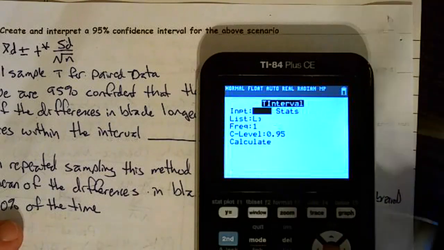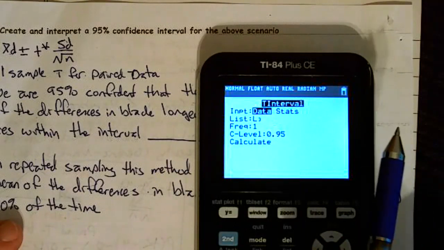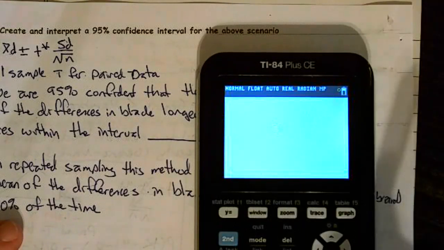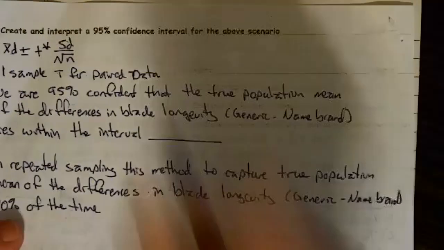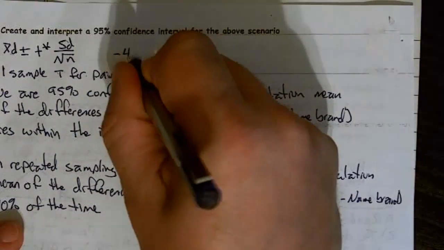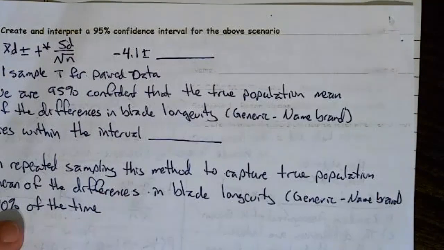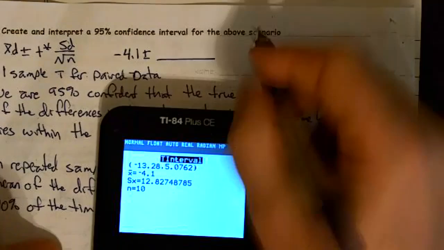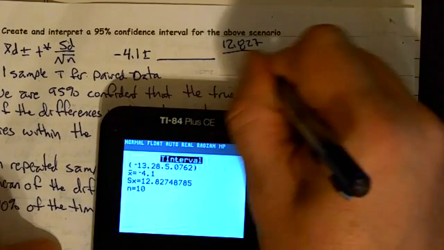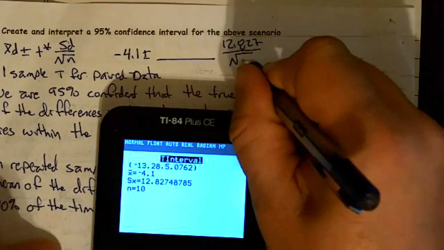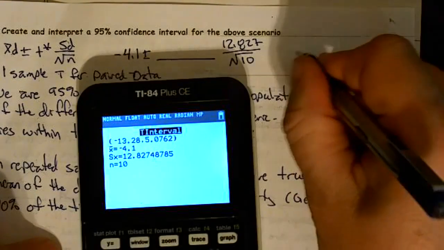And we're still working with data. Our list is L3 and it wants us to run a 95% confidence level, so 0.95. And there's my interval, but I need to plug in my data. Well, X bar is negative 4.1, plus or minus T star, which we'll leave for a moment, times 12.827 as our standard deviation divided by the square root of our sample size of 10. So I'm going to go ahead and write down my interval because I'm going to need that in a moment.